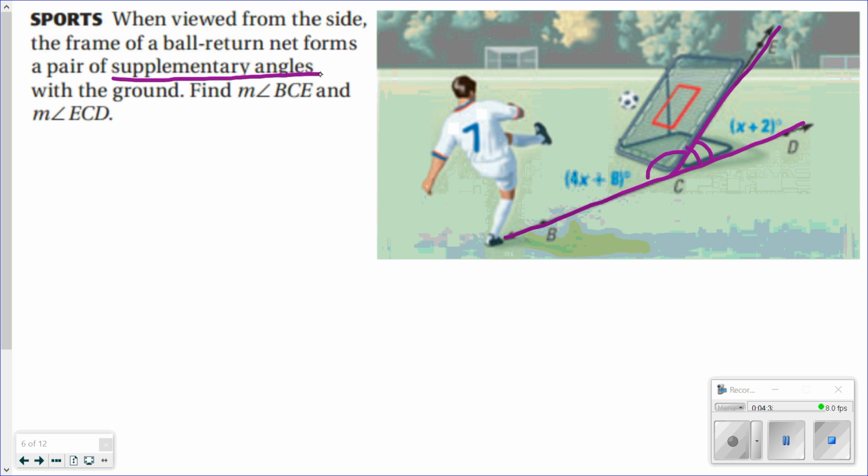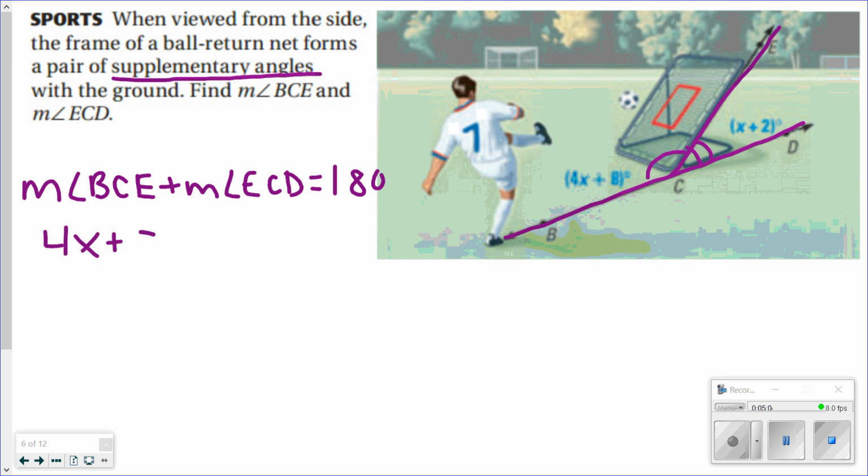So it's going to equal 180 degrees. So I'm going to write that down. I already know that the measure of angle BCE plus the measure of angle ECD is equal to 180 degrees. But those angles are equal to certain equations. The measure of angle BCE is equal to 4x plus 8, and the measure of angle ECD is equal to x plus 2. And that's equal to 180.